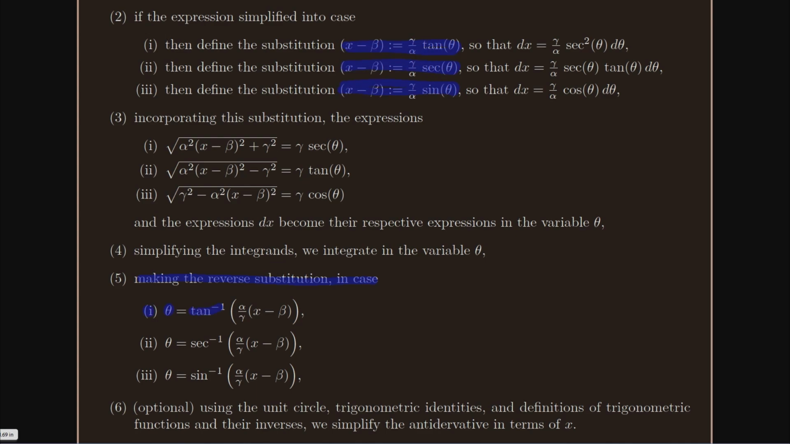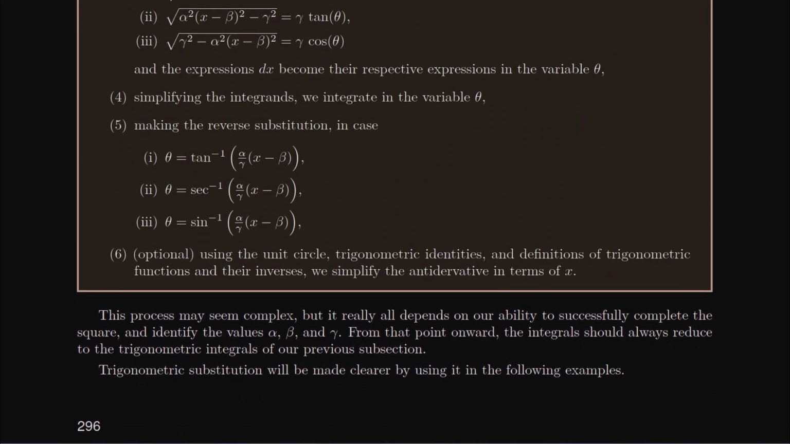In the first case, theta would be inverse tangent alpha over gamma x minus beta. In the second, theta would be inverse secant alpha over gamma x minus beta. And in the third, theta will be inverse sine alpha over gamma x minus beta. So you're going to replace theta with each of these terms, and you'll just end up with kind of a collection that's completely in the variable x. In step 6, something that's optional, I think a lot of professors do require this, you have to use the unit circle as well as a lot of trigonometric identities and the definitions of the trigonometric functions and their inverses to simplify everything in terms of x. Because there is definitely simplification that can always happen when you finish trigonometric substitution.